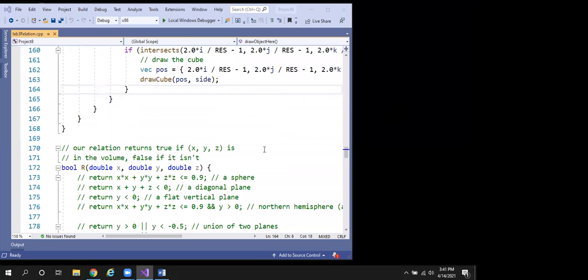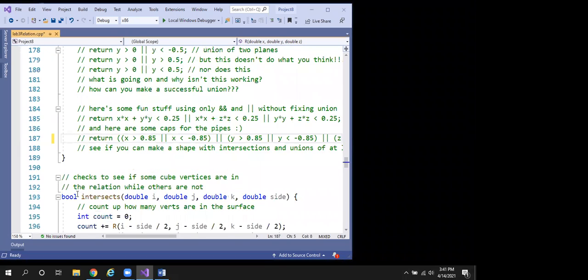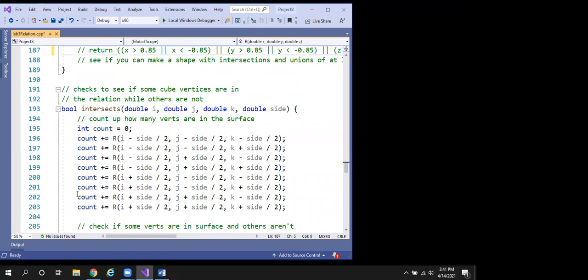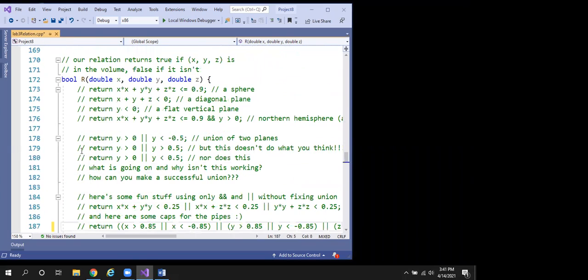Let's run it. Let's see, what do I have going on here? Nasty hack. Yep, absolutely. Here, let me turn this off. Okay, so there's the intersects function and the relation. Okay, so let's turn on a pretty straightforward relation.